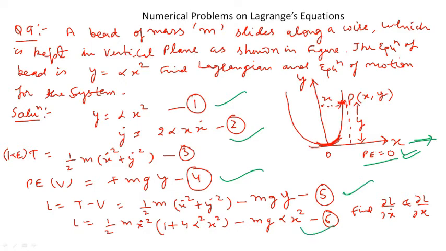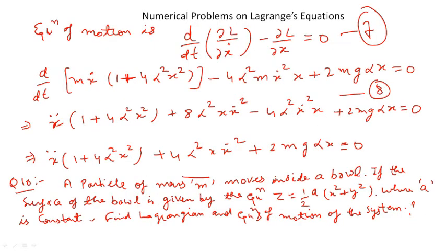Now as x is the generalized coordinate here, we will find del L over del x dot and del L over del x. So when we find del L over del x dot and del L over del x and put the values of these parameters in equation number 7, then our equation takes the form of equation number 8, and when we solve it further, our final result comes out to be x double dot (1 plus 4 alpha square x square) plus 4 alpha square x dot square plus 2 g alpha x is equal to 0.